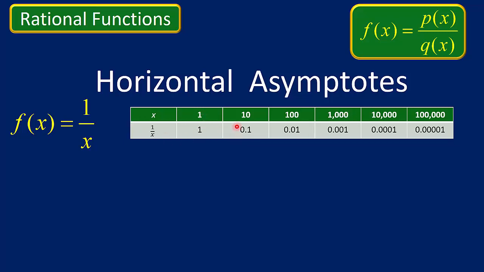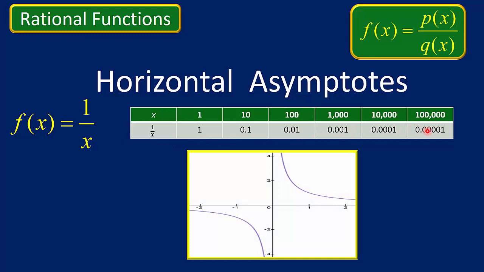1 over 1, that's 1. 1 over 10, that's 0.1. 1 over 100, that's 0.01. 1 over 1,000, see, I'm taking this 1,000 and putting it in for x, I get 0.001, and so forth. But what you see here is that as x gets larger and larger, the 1 over x is getting closer and closer to 0. So if we look at the graph again, you can see as x goes to infinity, the function is getting closer and closer to 0. So that's the horizontal asymptote.